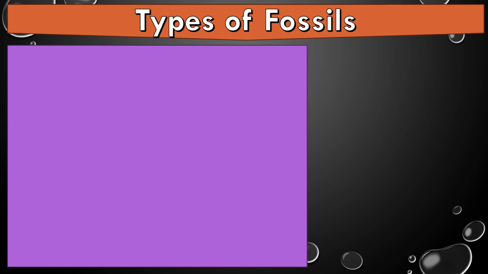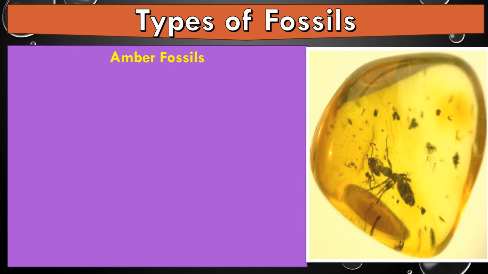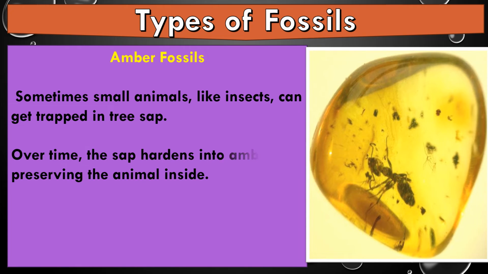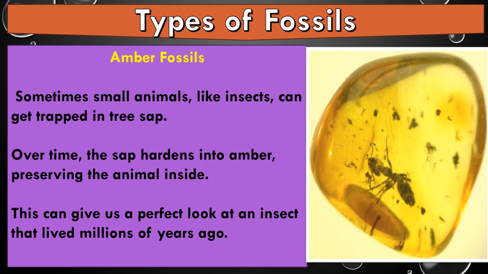Amber fossils. Sometimes small animals, like insects, can get trapped in tree sap. Over time, the sap hardens into amber, preserving the animal inside. This can give us a perfect look at an insect that lived millions of years ago.